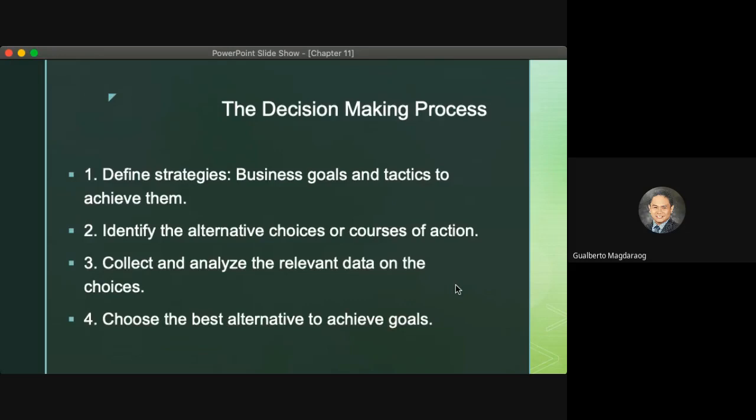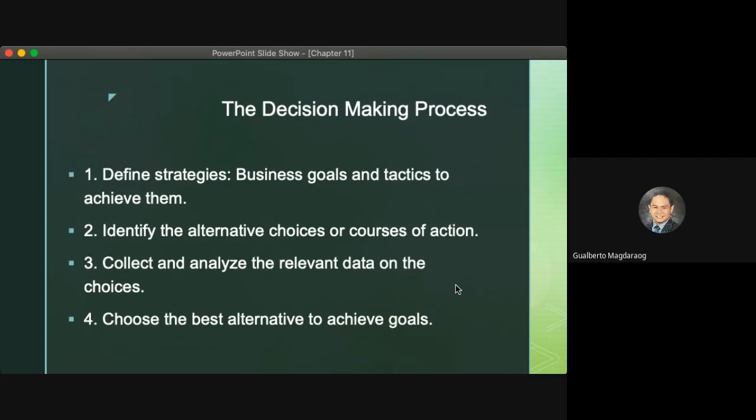You need to list down all possible alternatives. Kailangan wala kang maiwanan. Kasi, pag hindi mo na ilista yung options na yon, tapos nakapag-decide ka na, edi baka mali yung nagawa mong decision. So you have to list all the possible alternatives or choices. And then, out of those choices, you need to collect and analyze what are relevant data on your choices.